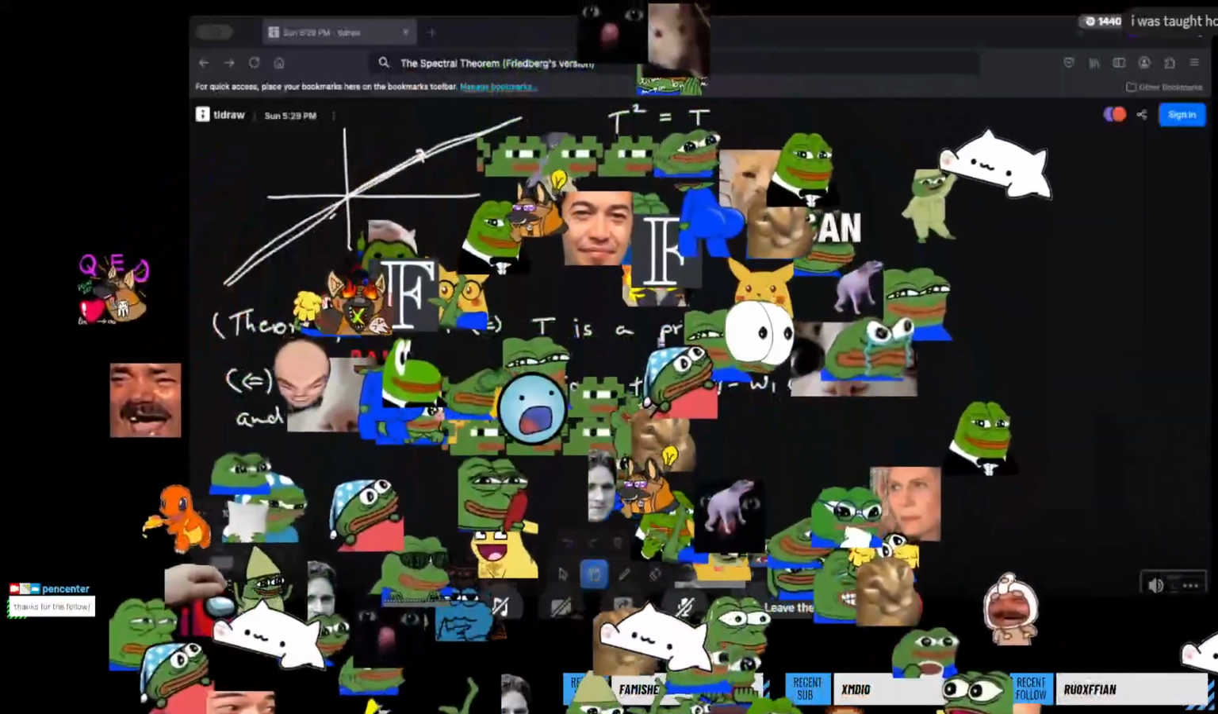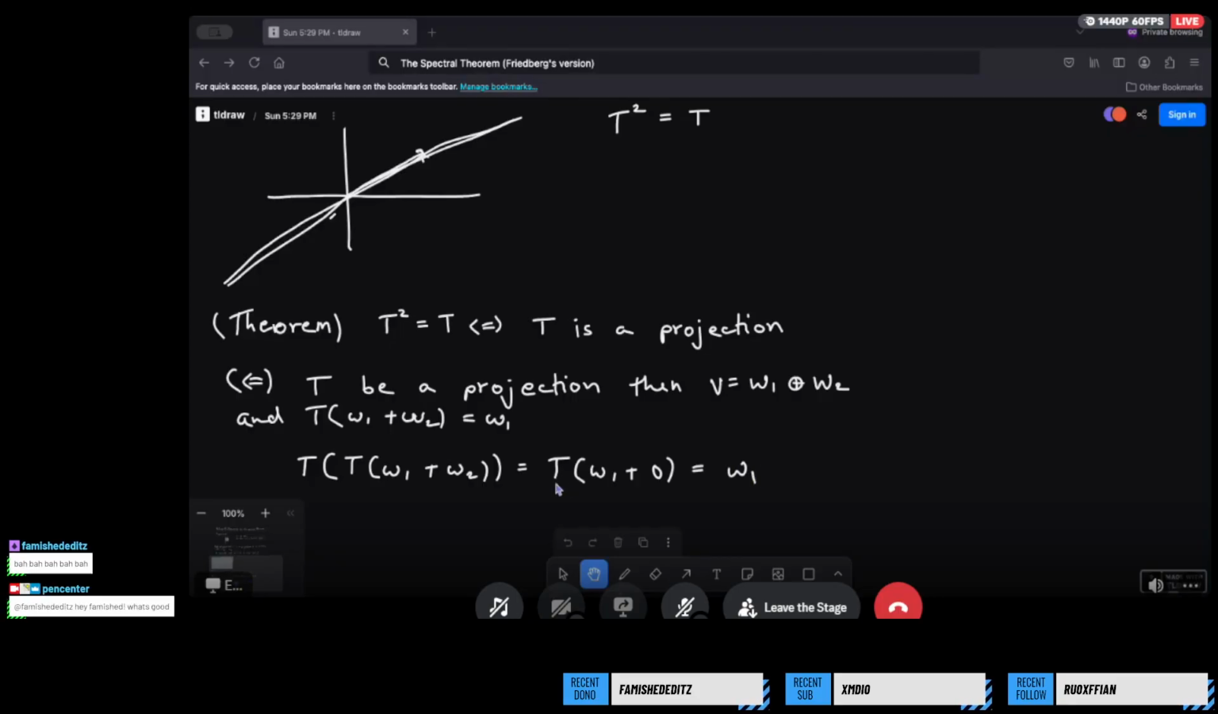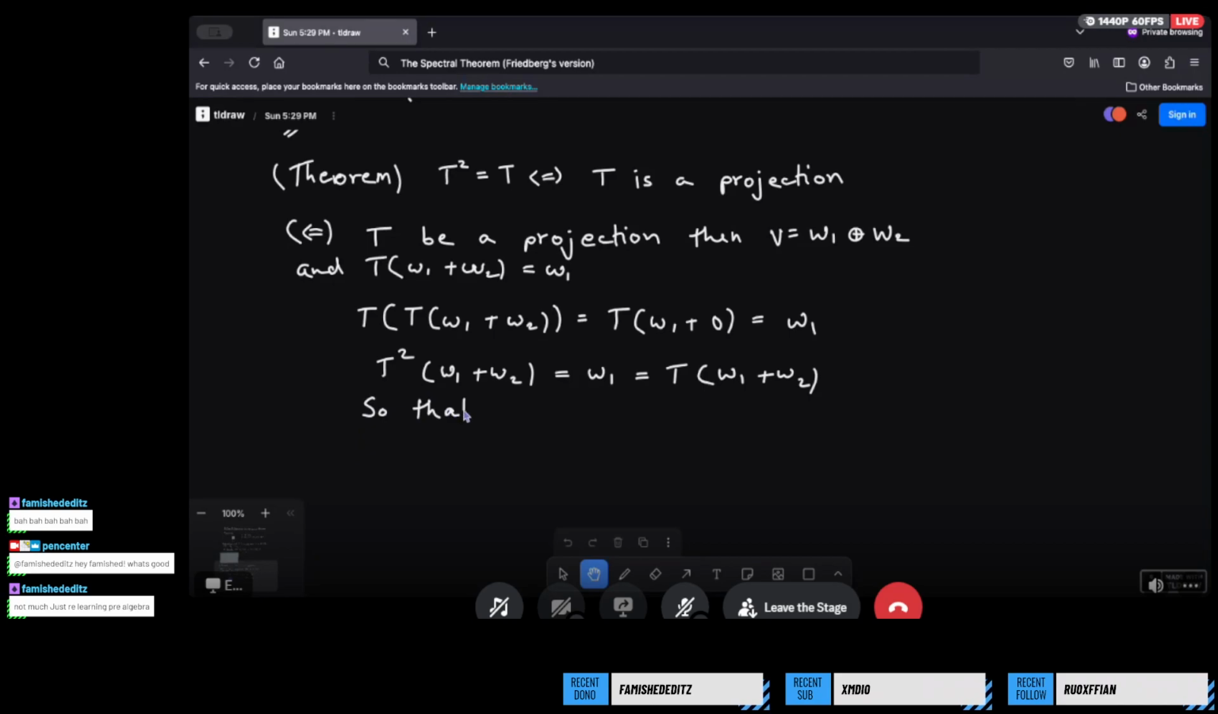And T of W1 plus W2 is equal to W1, right? So this was our definition of a projection, and we want to show that T squared is equal to T. So let's just hit both sides with T again. What do we get? We get T of W1 plus W2 is equal to T of W1 plus 0, which is in fact equal to W1 again, by definition. So we get T squared of any W1 plus W2 is equal to W1, which is also equal to T of W1 plus W2. So T squared is equal to T. Now let's go the other way.